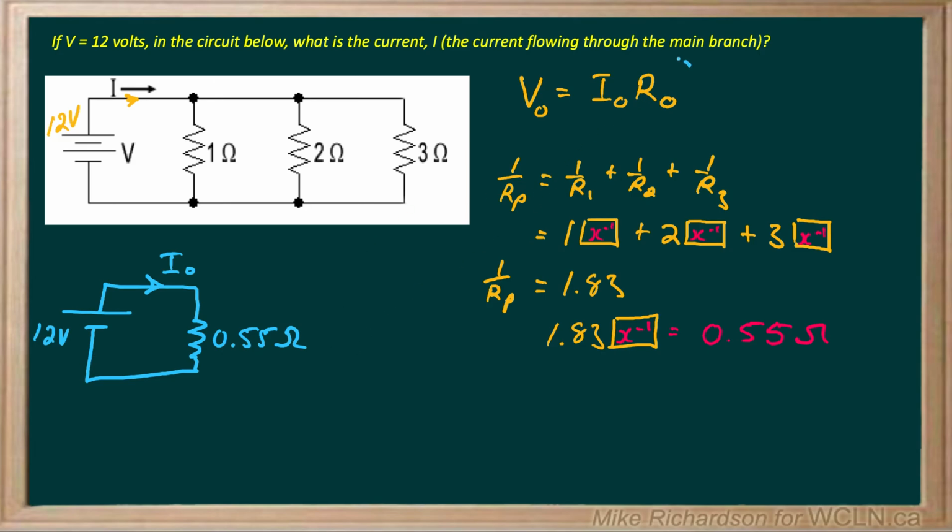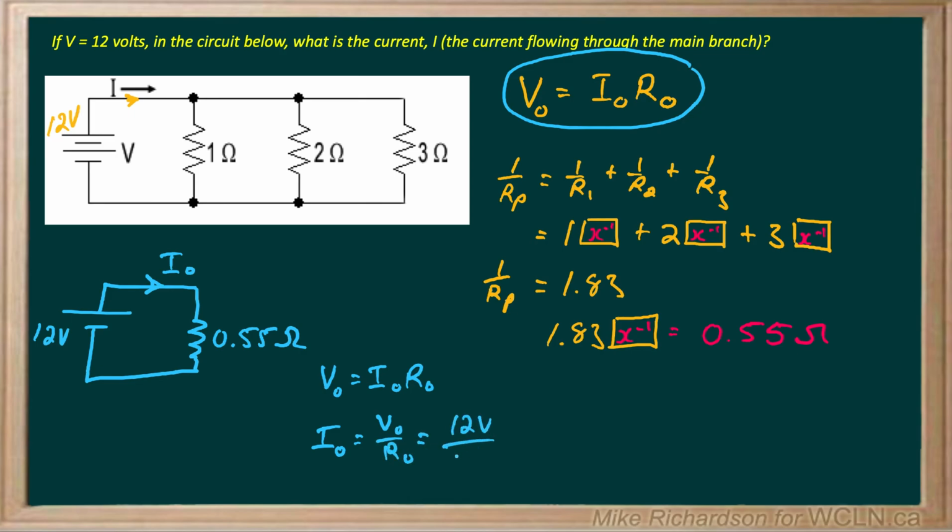So again, back to Ohm's law. V0 is I0 times R0. So I'll write that here. We're trying to find I0. So it'll be my total voltage over my total resistance, which is 12 volts over 0.55 ohms. And I get 22.